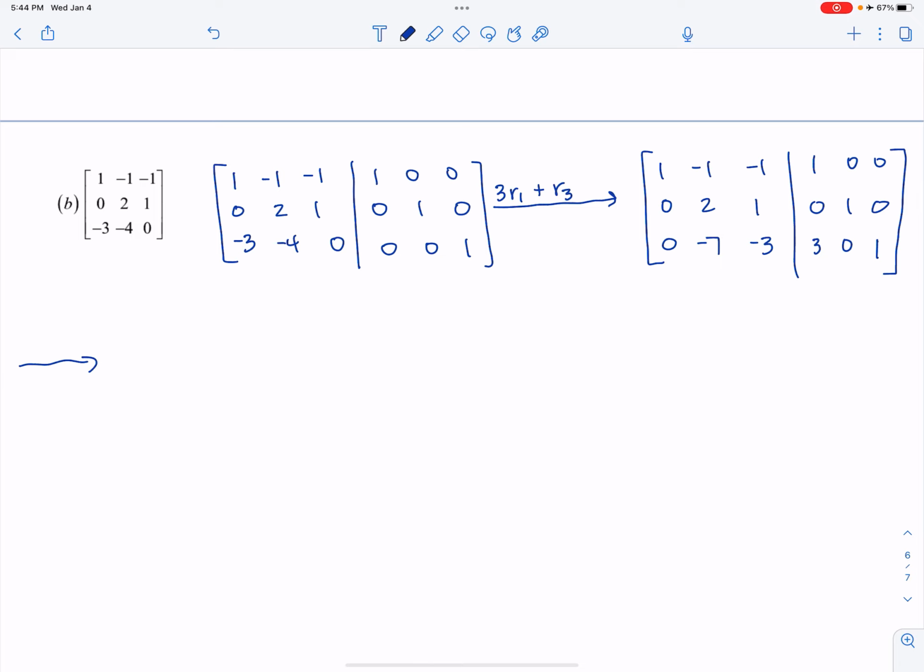Okay, next, let's divide row 2 in half. 1, negative 1, negative 1, 1, 0, 0, 0, 1, 1 half, 0, 1 half, 0, 0, negative 7, negative 3, 3, 0, 1.